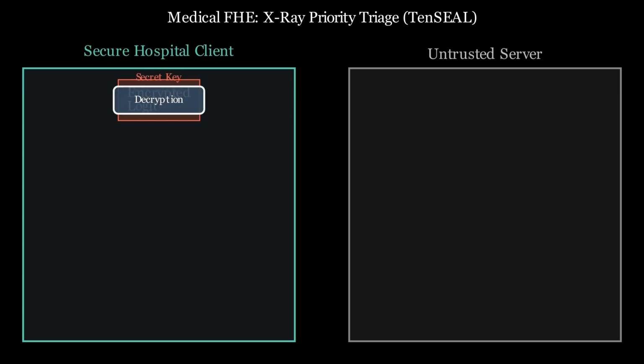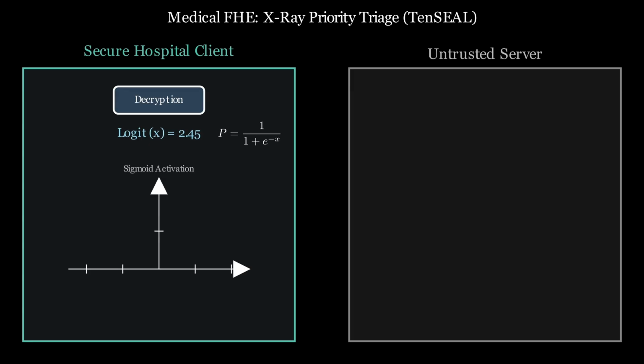Upon receiving the locked ciphertext, the hospital's edge device applies its secret key. The cryptographic noise is instantly stripped away, revealing the precise plaintext logit value of 2.45. Now, operating safely within the trusted local environment, the edge device can perform the nonlinear sigmoid activation in plaintext, requiring zero cryptographic overhead. Let us visualize this mathematical transformation.